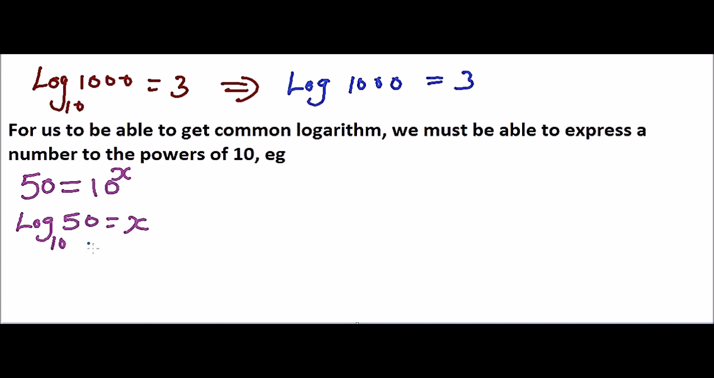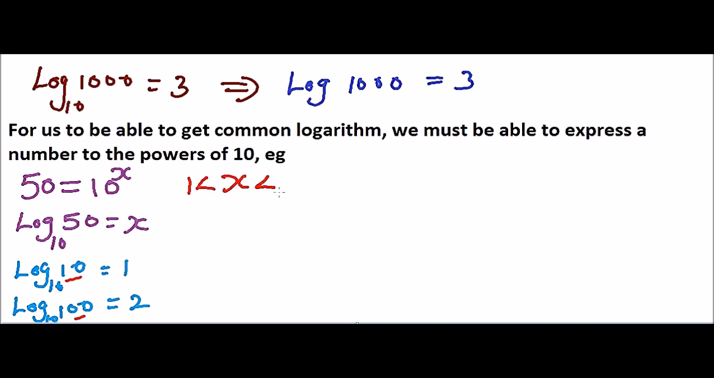Now, how do we get this x here? We know the logarithm of 10 to base 10 is equal to 1. We know the logarithm of 100 to base 10 is equal to 2. And now that 50 is in between 10 and 100, then the logarithm of 50, which is x, should be greater than 1 but less than 2, since it lies in between 10 and 100.